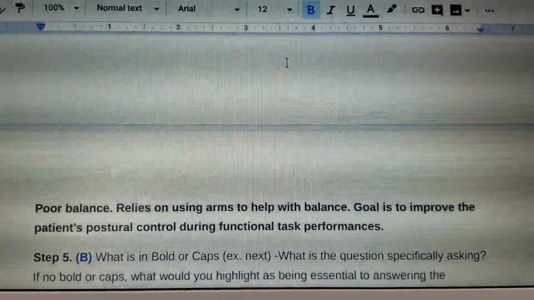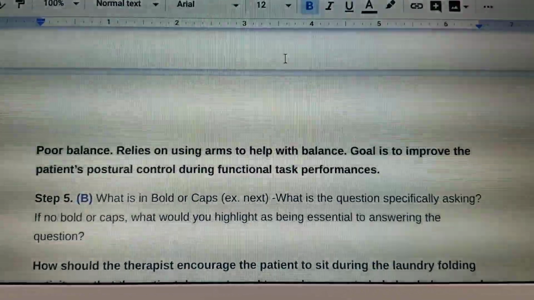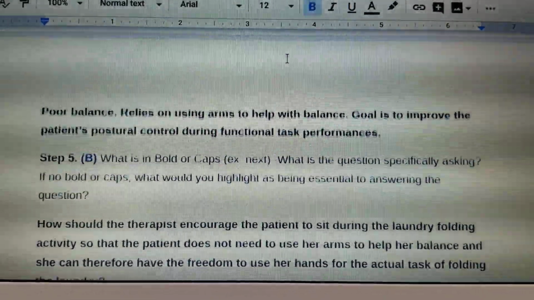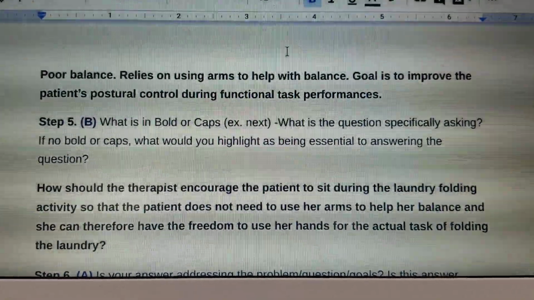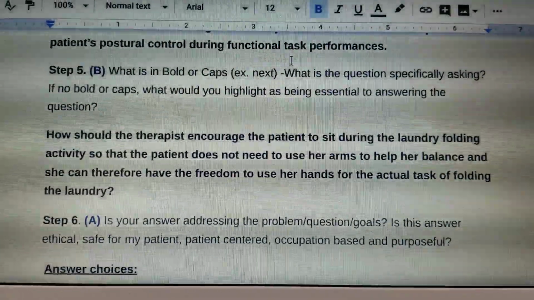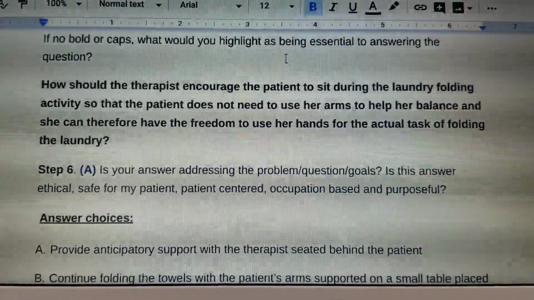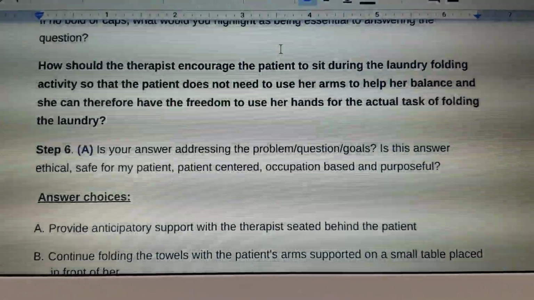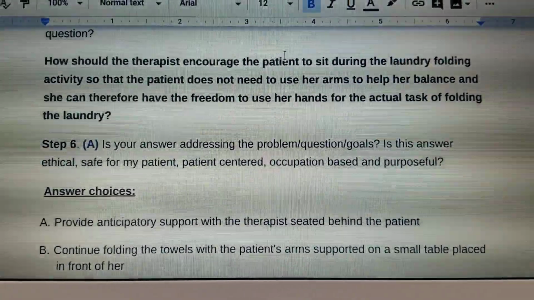We want to think about what is the question asking in regards to goals. So we know that the question is referring to a poor balance and that the patient relies on using arms to help with balance. The goal is to improve the patient's postural control during functional task performances. So we want to think about next is what's in bold or in caps, or what is the question specifically asking. And the question is specifically asking, how should the therapist encourage the patient to sit during the laundry folding activity so that the patient does not need to use her arms to help her balance, and she can therefore have the freedom to use her hands for the actual task of folding the laundry.